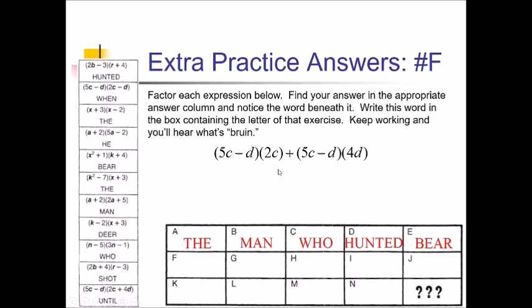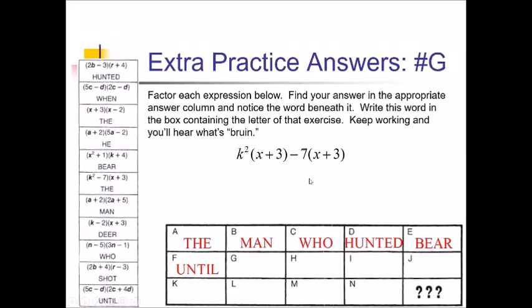For part F, we have a common factor of 5c minus d. And then we've got our leftovers. This was kind of weird. They put them in a parentheses, but that's okay. So we have a 2c and a plus 4d left over there. Putting all that together now, it looks like that's going to be choice until. Until is the answer there. So that's going under F.